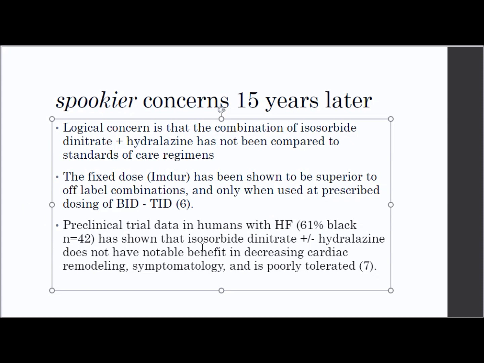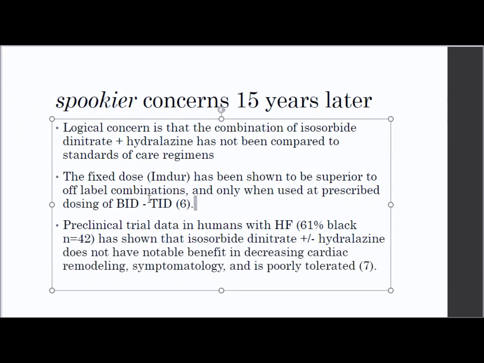But just looking at the physiological effects of these nitrates with newer technology, they don't see that there's any benefit in decreasing cardiac remodeling or the symptomatology of heart failure, right? Because these were patients with heart failure. And it is poorly tolerated, right? It's because of all those things we talked about, the dizziness, the headaches, it goes on and on and on with these drugs. So a summary of this is that it hasn't been compared to GDMT.